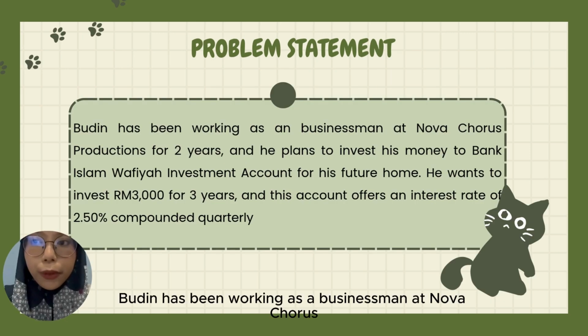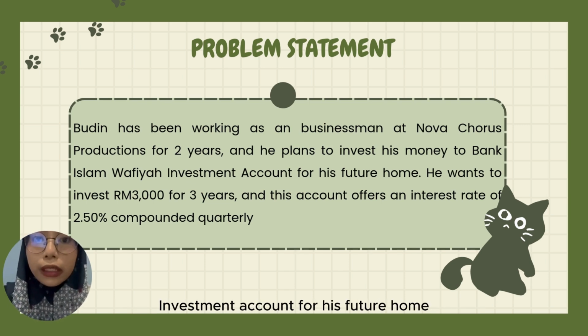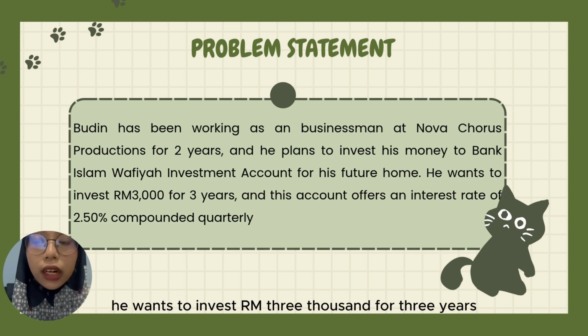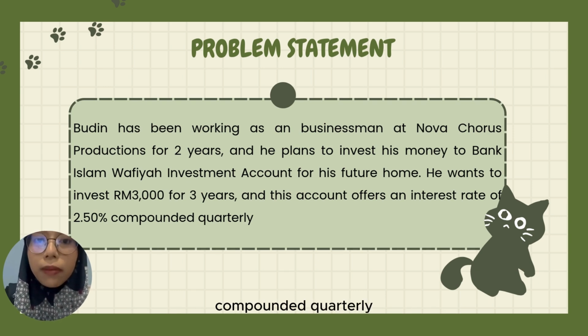Problem statement. Budin has been working as a businessman at Nova Chorus Production for 2 years and he plans to invest his money in a Bank Islam Wafiyah investment account for his future home. He wants to invest RM3,000 for 3 years and this account offers an interest rate of 2.50% compounded quarterly.